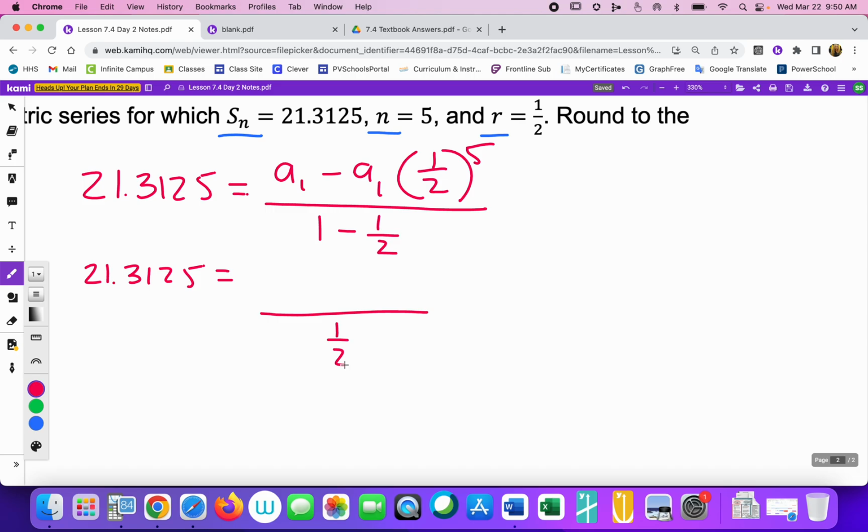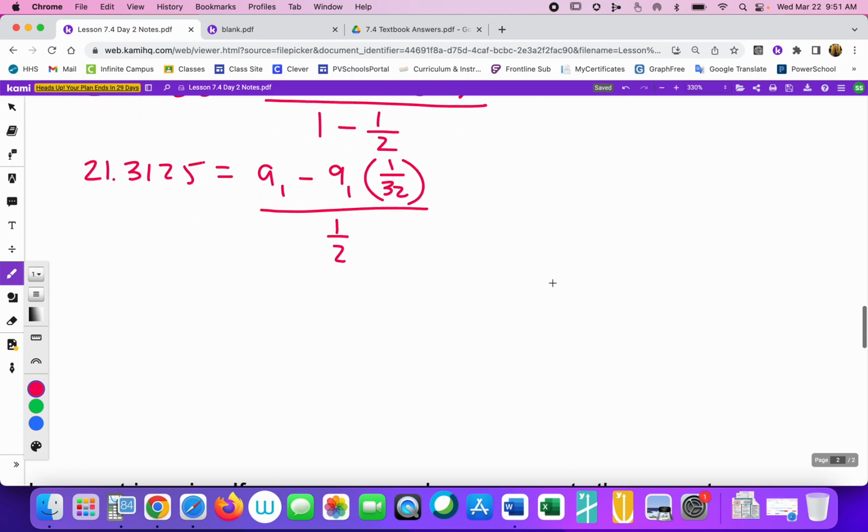Okay. Now, what is 1/2 to the 5th power? What's 2 to the 5th power? 32, so it's 1 over 32. Okay. So we have A1 minus A1 times 1 over 32. Okay. So 1/2 to the 5th power is 1 over 32. So it'd be 1 to the 5th over 2 to the 5th.